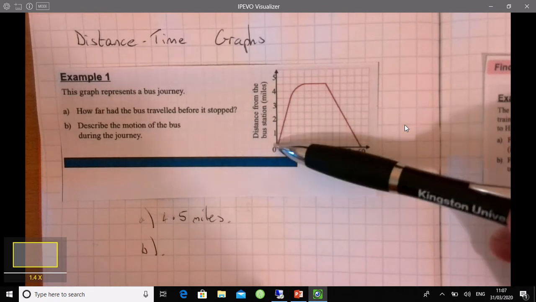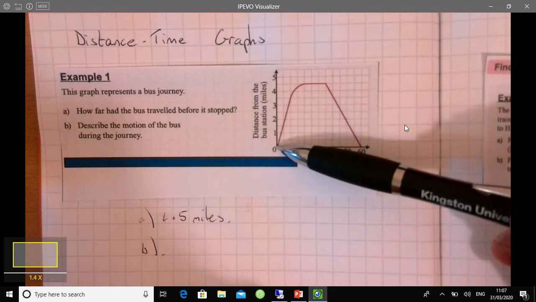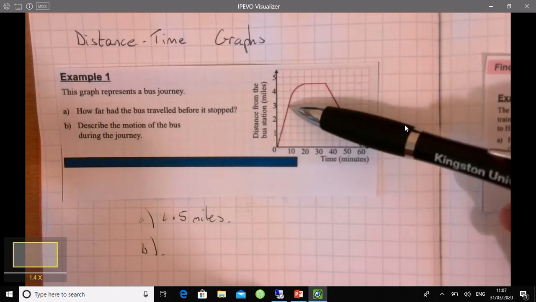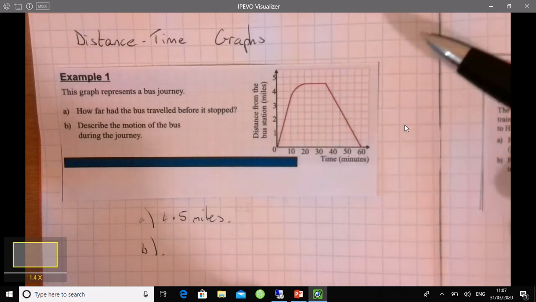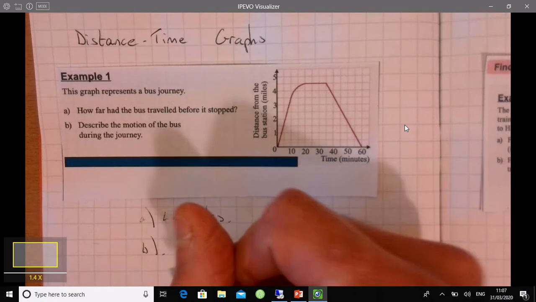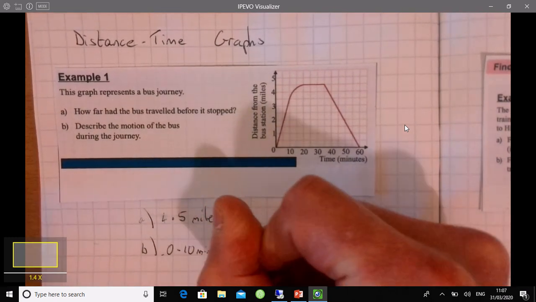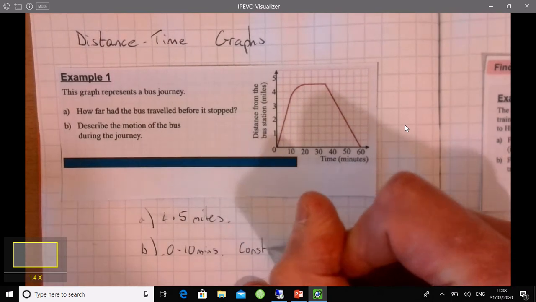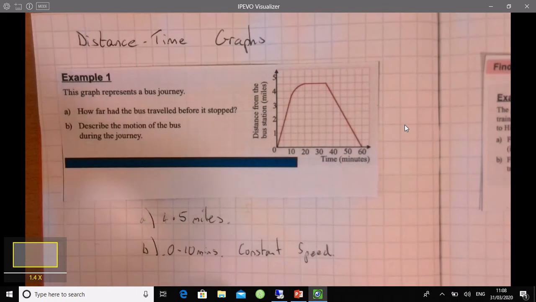So in this first 10 minutes, it's a straight line just here. So what that means during that period of time is that it was a constant speed, right? Constant speed through this 10 minutes. So the sort of thing that we would want to write down, so 0 to 10 minutes. The key terminology there is that it's a constant speed. Don't really need a lot of waffle in there, just a constant speed during that point.